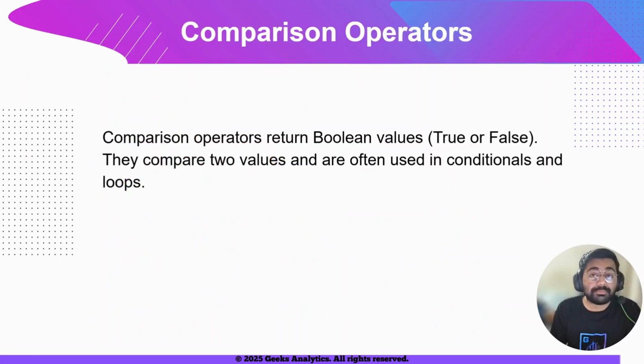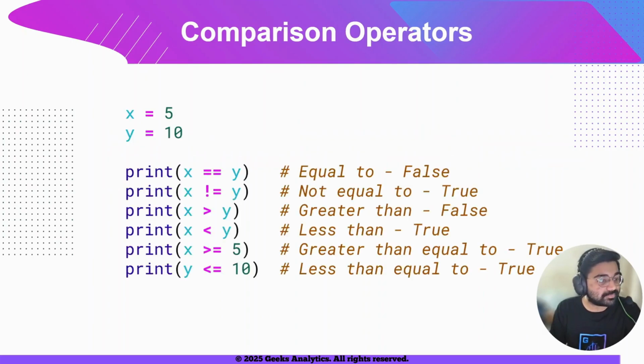Then coming to the comparison operators. Comparison operators return Boolean values, that is fixed. It will be either true or false. They compare values, as the name suggests, and they're mostly used in conditions and loops.